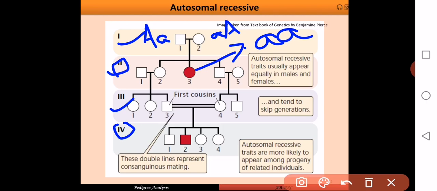Let's also have a cross check at unaffected individuals, unaffected offspring.